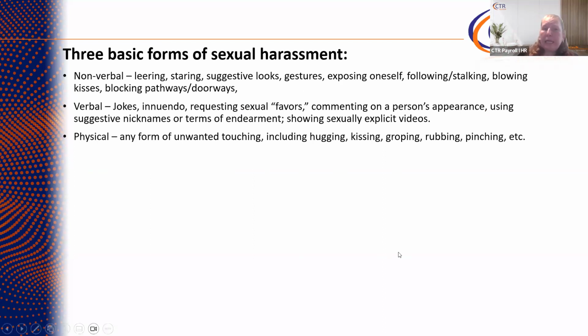There's 3 basic forms of sexual harassment as well. So nonverbal: leering, staring, those looks, those eyebrows going. I know most of you are probably saying, please don't raise your eyebrows. And again, Anne, that was not attractive. I was never very good at this, I guess. Following, stalking, blowing kisses, blocking paths or doorways. Believe it or not, this comes up with some frequency.